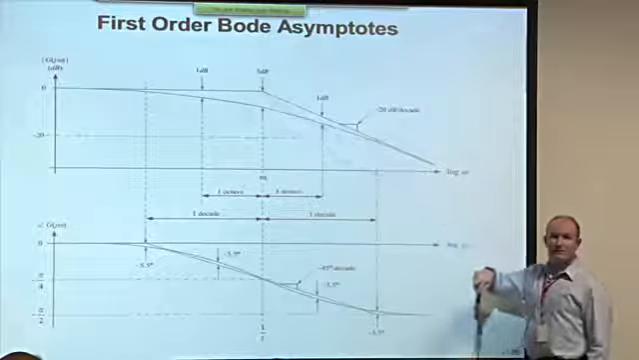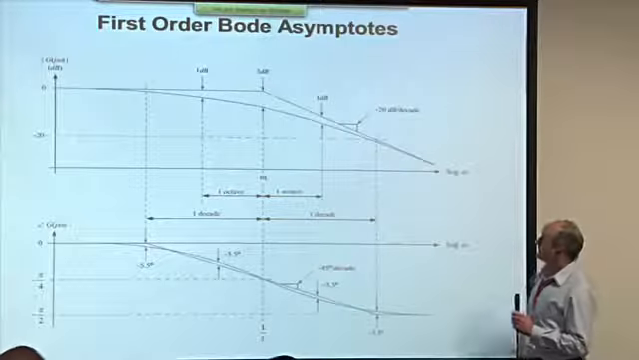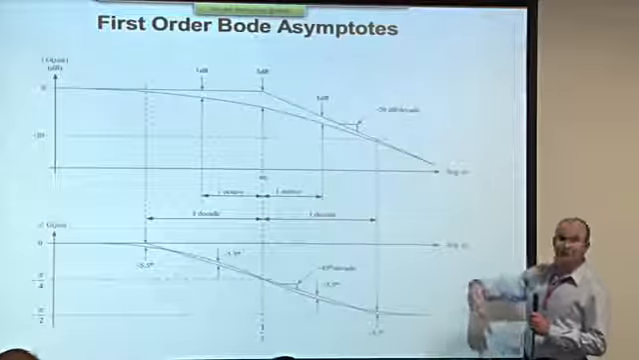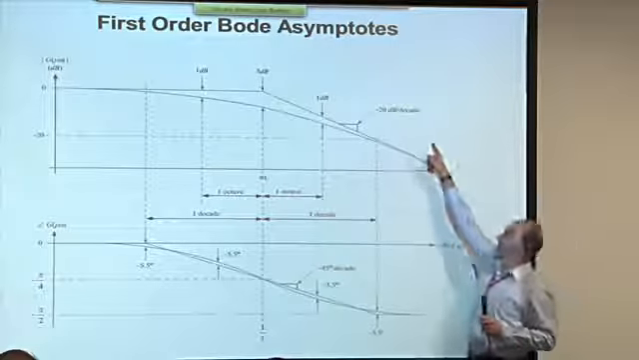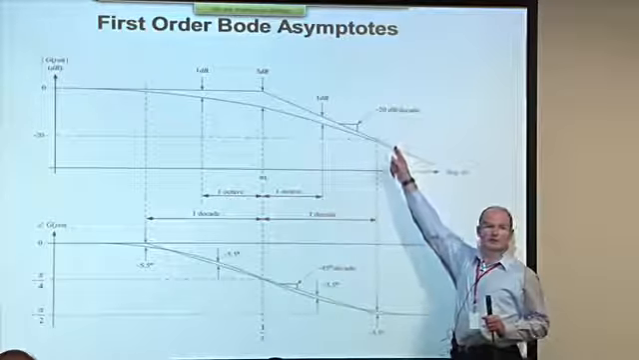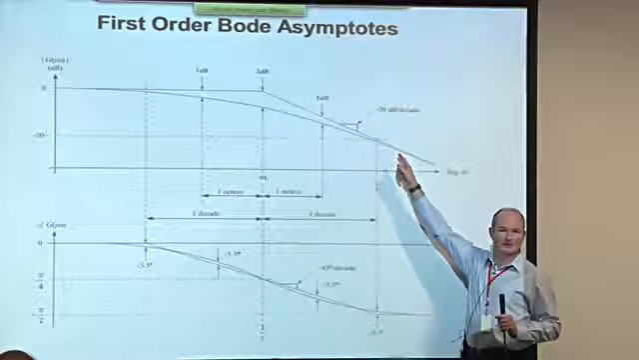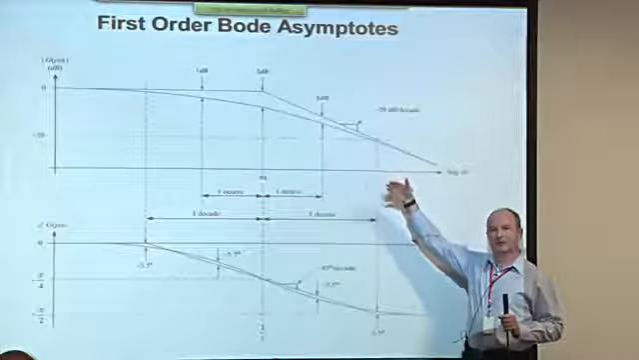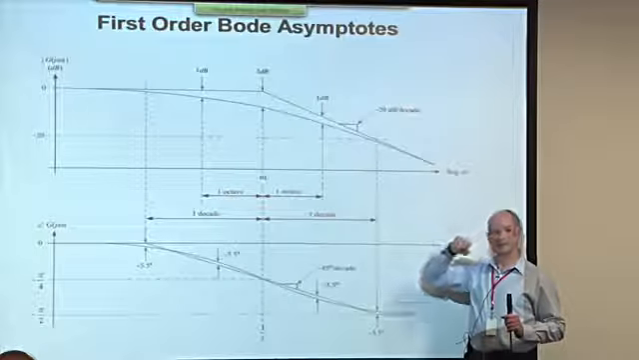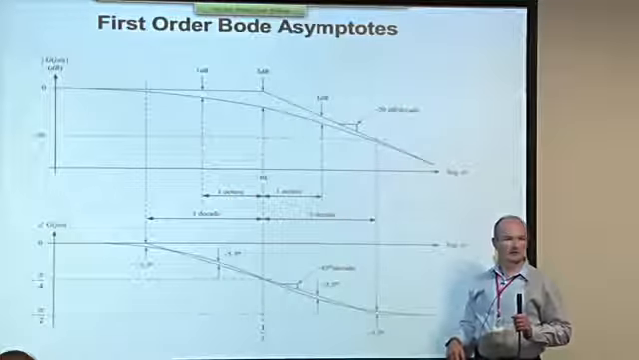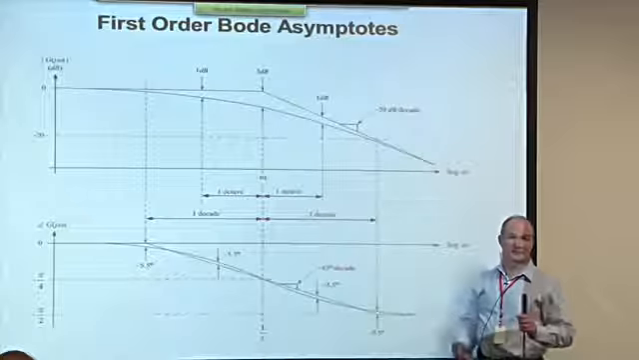It turns out that each pole contributes a slope change of minus 20 dB per decade. Each zero, it's plus 20 dB per decade. You know that sometimes these slopes are referred to as numbers. This would be a minus 1 slope. So a slope of minus 40 dB per decade would be called minus 2. Does anybody know why they're called that? Obviously, it's the number of poles that are involved.